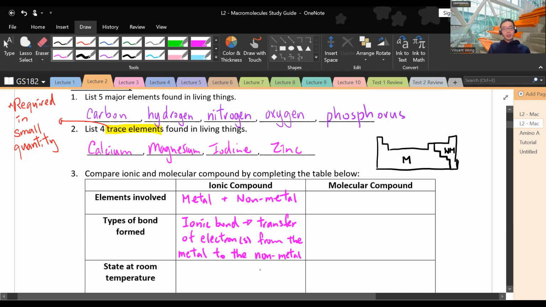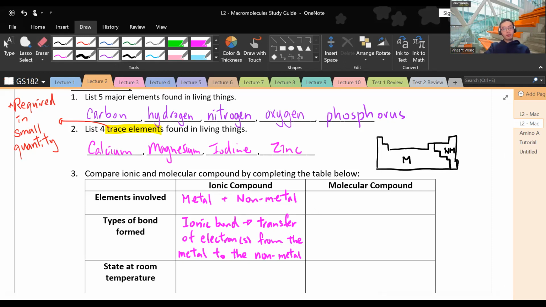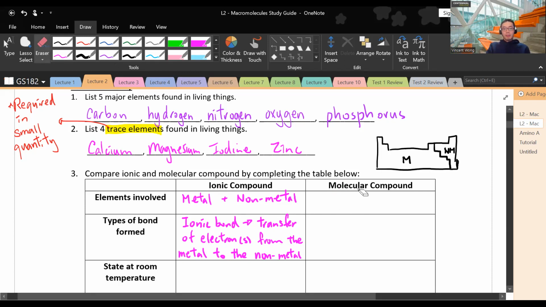Okay. So before we fill in more, let's just contrast it with molecular compound over here. A molecular compound involves the bonding between non-metals. Okay, so only non-metals, like carbon dioxide, for example. It's entirely made up of non-metals. And the kind of bond that you have in molecular compound is what we call a covalent bond.